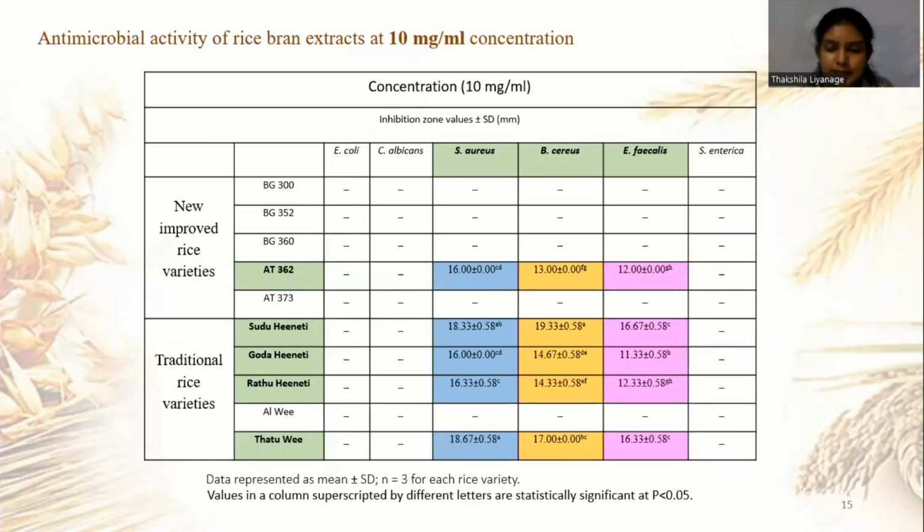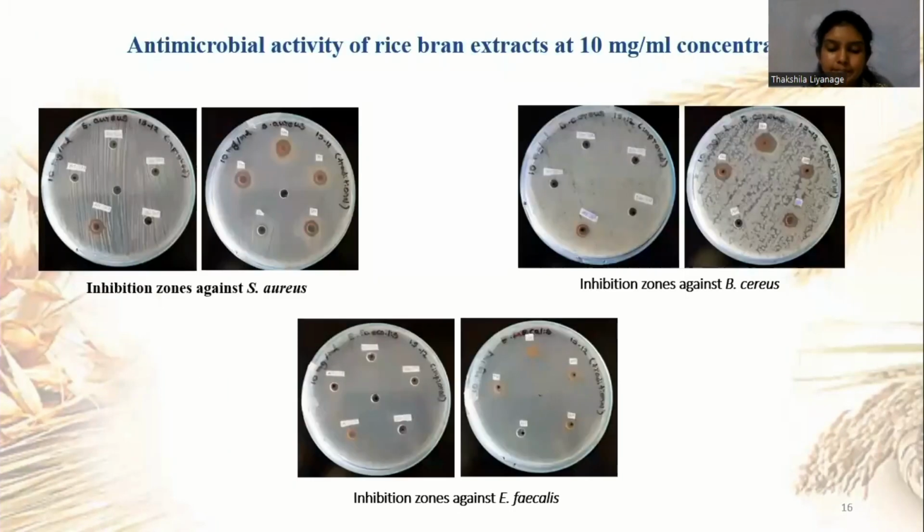At the 10 mg per milliliter concentration, the rice varieties showed antimicrobial activity against Bacillus cereus, Staphylococcus aureus, and Enterococcus faecalis. Here, Tatuvi showed the highest antimicrobial activity against Staphylococcus aureus, and Sudhuhinati showed the highest activity against Bacillus cereus and Enterococcus faecalis. In general, the 8362 rice variety showed the lowest activity against these three organisms. These are the assay plate photographs of bran extract at 10 mg per milliliter concentration.